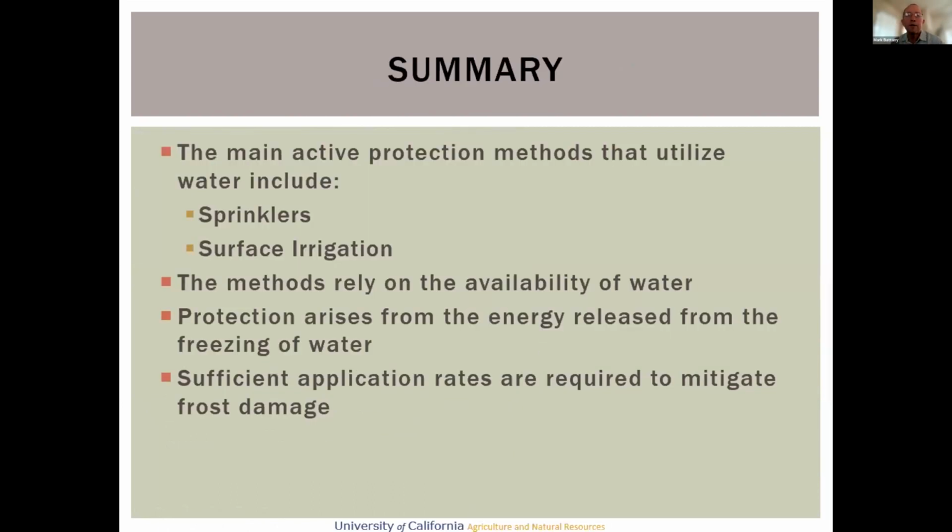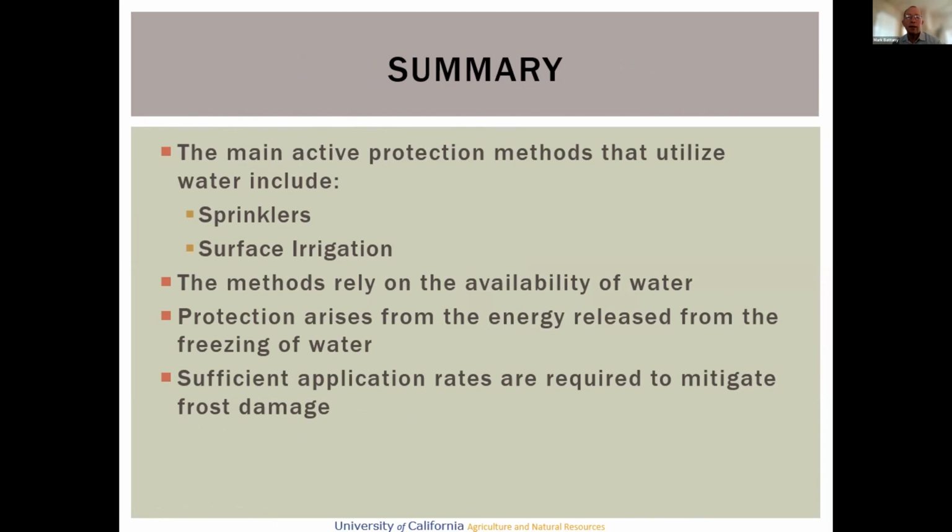Okay, so a summary then of sprinkler frost protection here. We're using water, let's say, for frost protection. Primarily we're looking at sprinklers or some type of surface irrigation. But the key concept here is that the availability of water is going to be our main driving factor in this decision. And throughout California and elsewhere, that's just becoming more and more challenging. And I don't think that is going to go away.